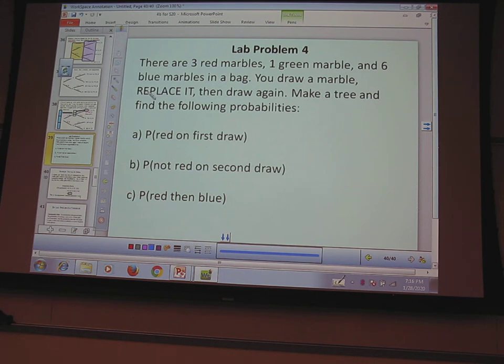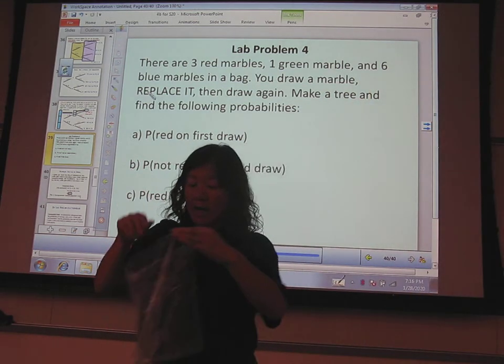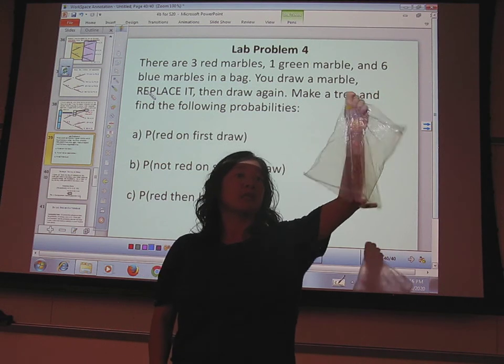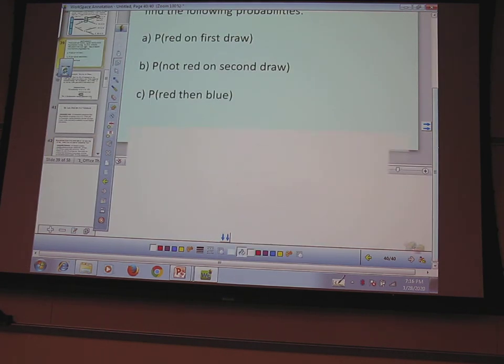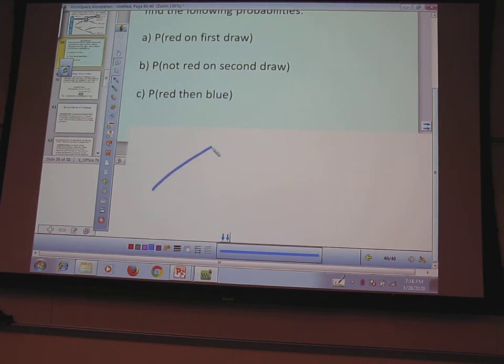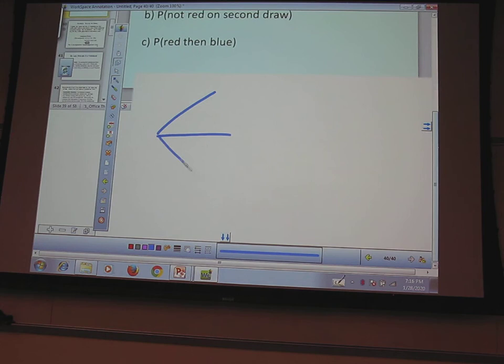So remember, we're putting it back. So even if I draw a green one, I put it back, I could draw a green one again, in this case, because I'm replacing it. So I can draw a red marble, a green marble, or a blue marble. What's the probability I draw a red one? 3 out of 10. Otherwise it's 300%. How about green? 1 out of 10. Blue? 6 out of 10. Great.